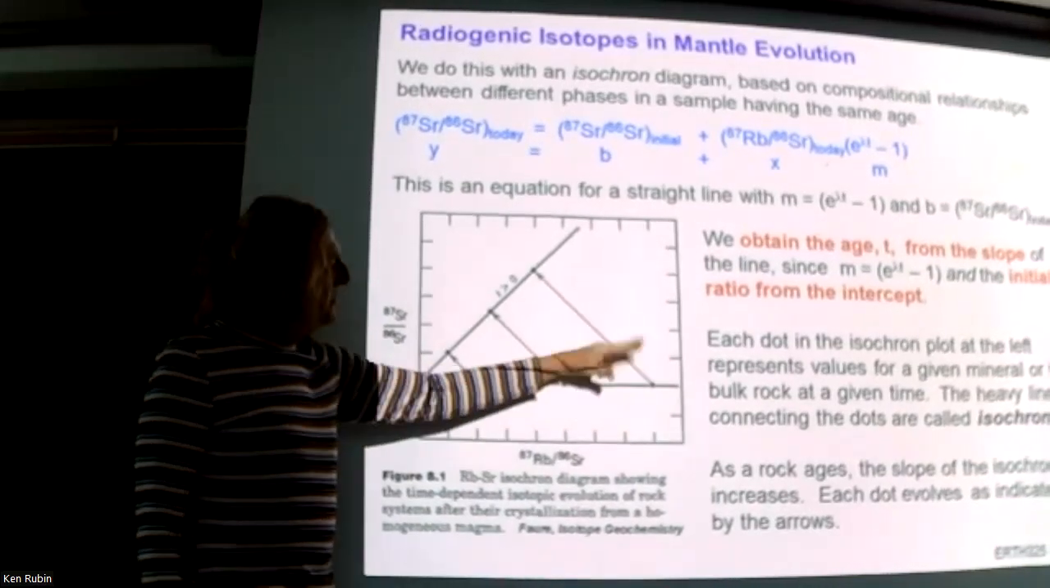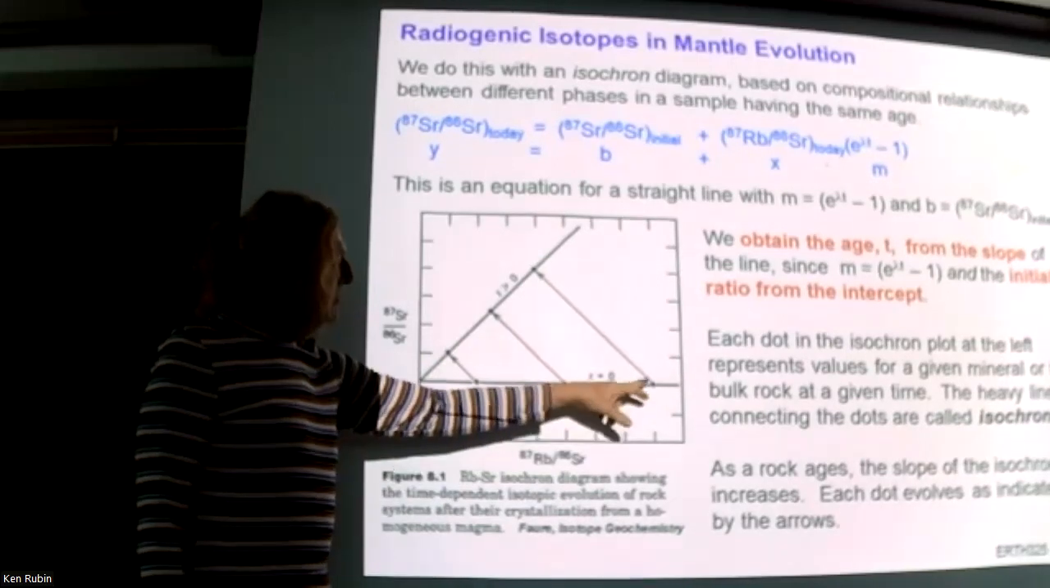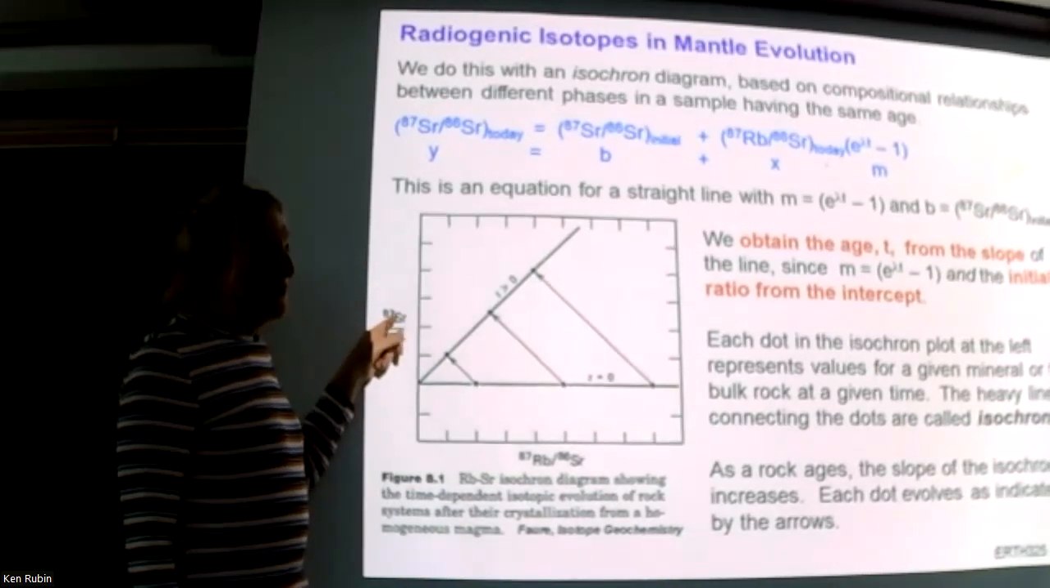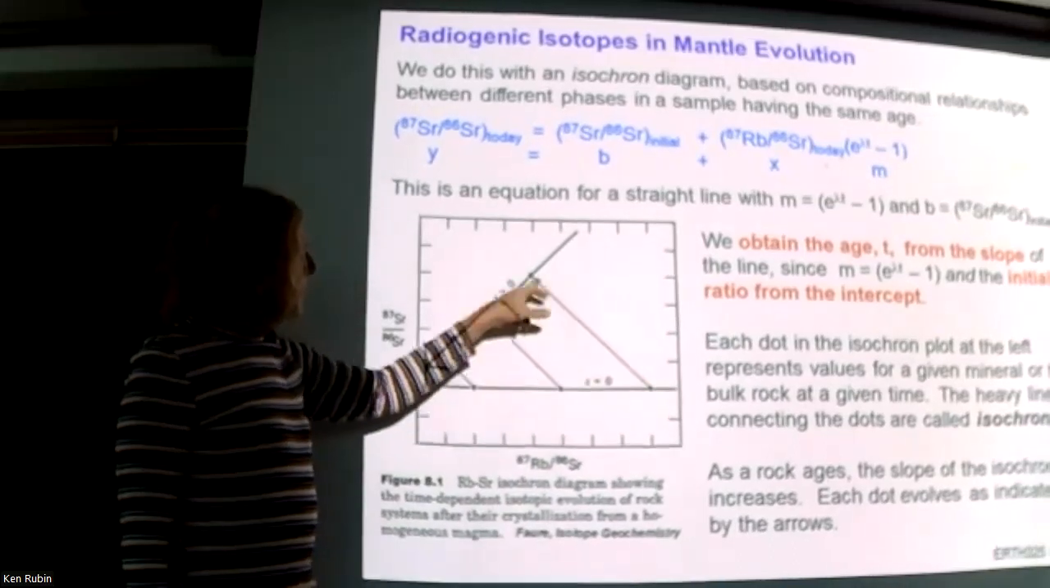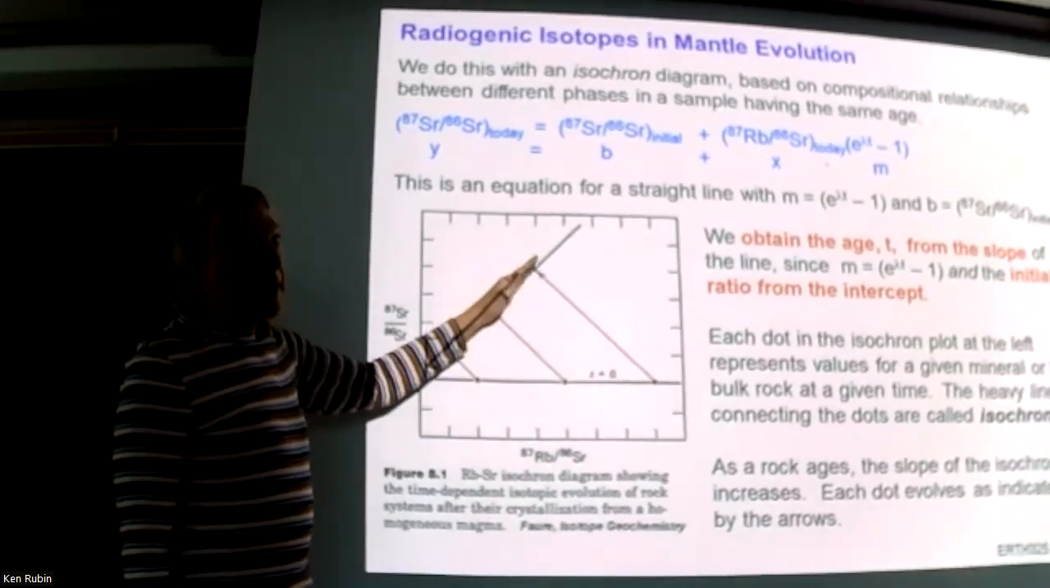And with time, these are going to evolve. The higher the ratio, the more this is going to change, right? Because we have more parent. And so these arrows represent time. This is time zero. This is some higher time, right?